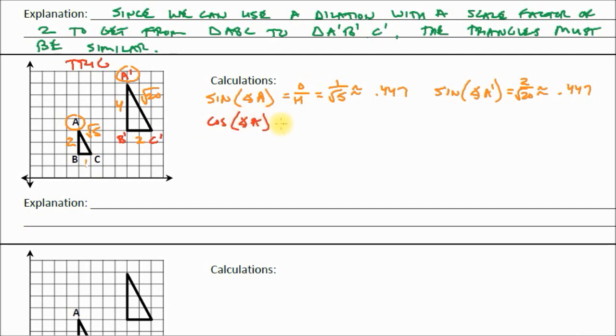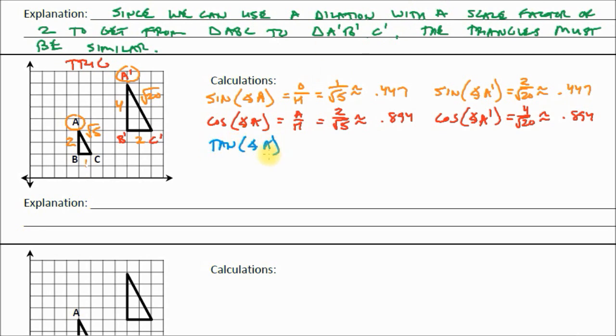Cosine of angle A is adjacent over hypotenuse. Adjacent is 2 over hypotenuse, which is the square root of 5. That is approximately 0.894. Cosine of angle A prime is 4 over the square root of 20, which is approximately 0.894. Looking good. Last one, let's check tangent.